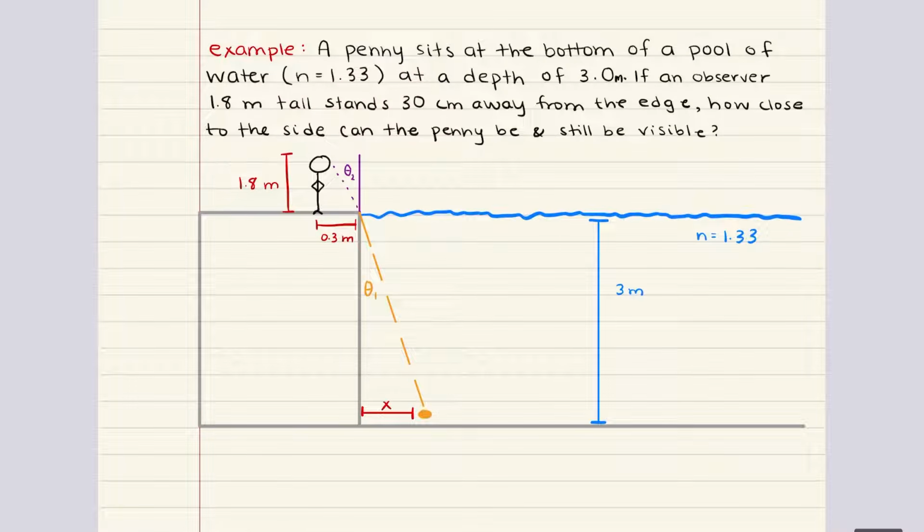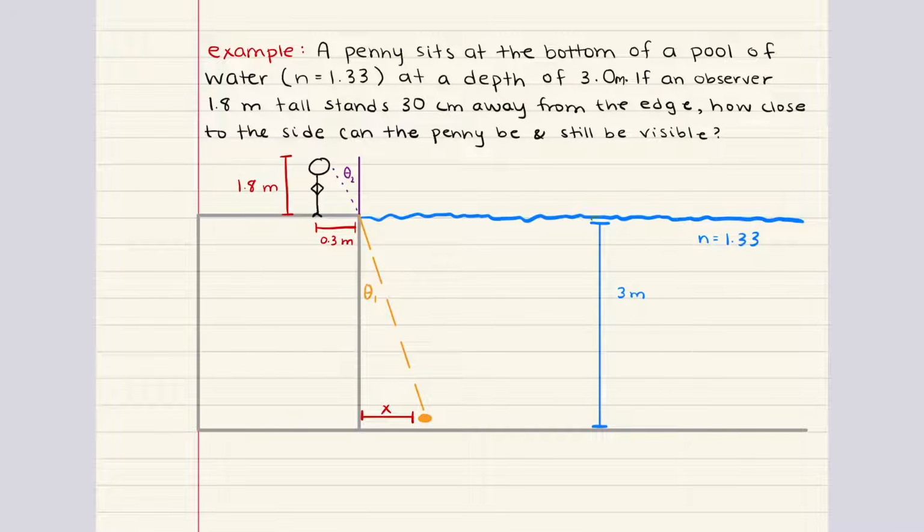This example states a penny sits at the bottom of a pool of water at a depth of 3 meters. If an observer 1.8 meters tall stands 30 centimeters away from the edge, how close to the side can the penny be and still be visible?